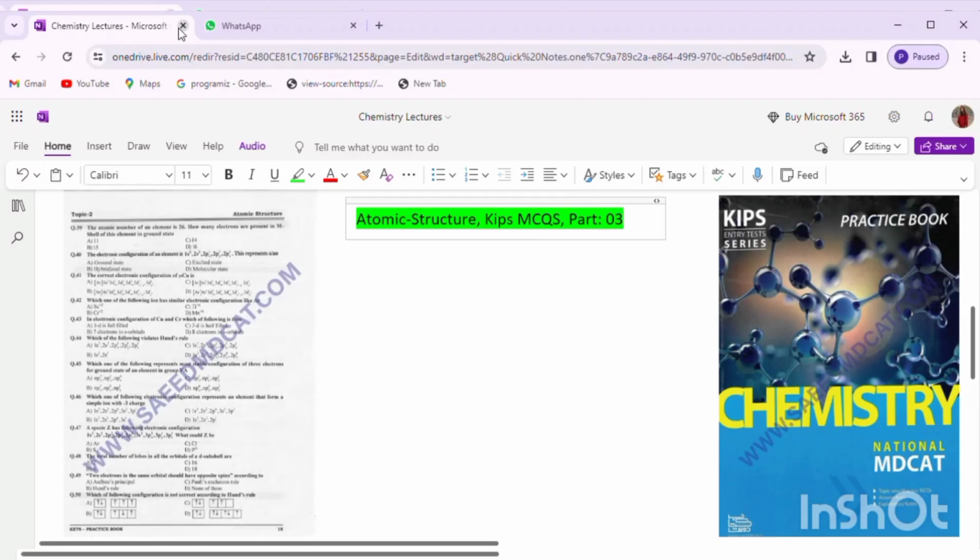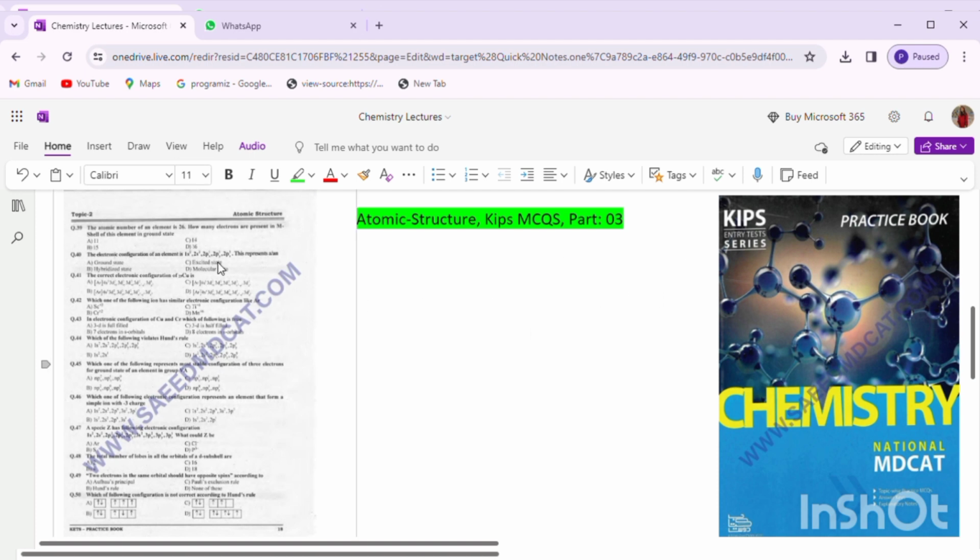Okay, so as in the last video, we have solved MCQs till 39 from the Kips book of atomic structure, right? So today we're gonna solve atomic structure MCQs from the Kips book from 39 to 50, right? This is the very last part, which is part number 3, as you can see here in the heading, right? So let's start with 39.